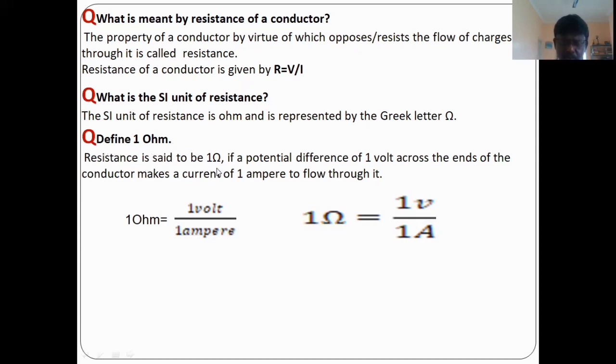Resistance is said to be 1 ohm if a potential difference of 1 volt across the ends of the conductor makes a current of 1 ampere flow through it. Hence, children, 1 ohm equals 1 volt by 1 ampere. By using symbols, we could write like this: 1 ohm equals 1 volt by 1 ampere.